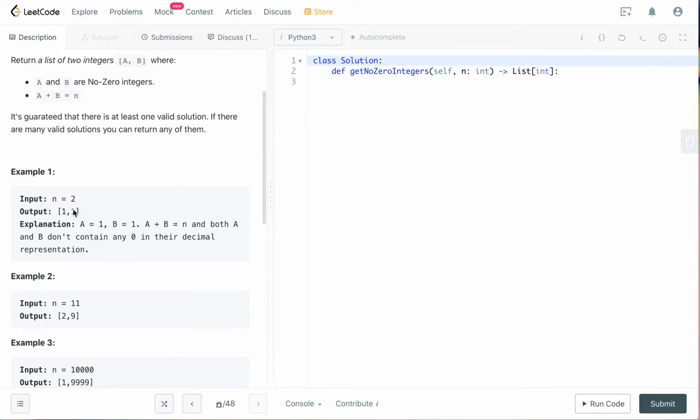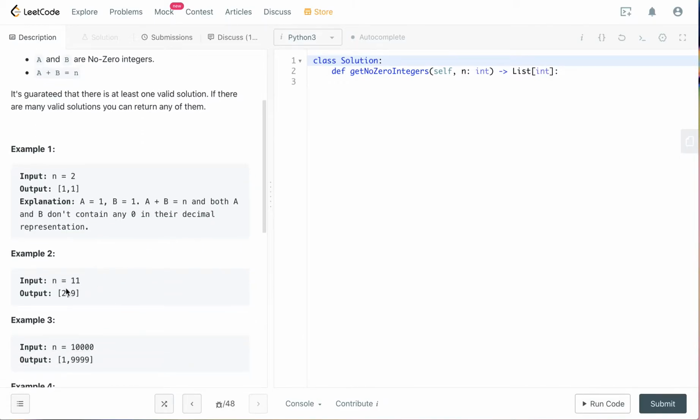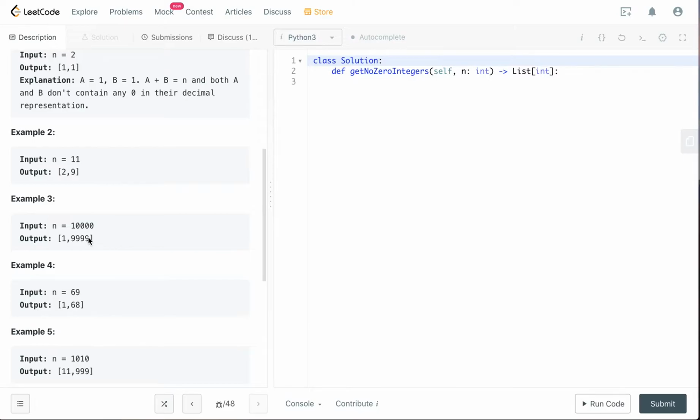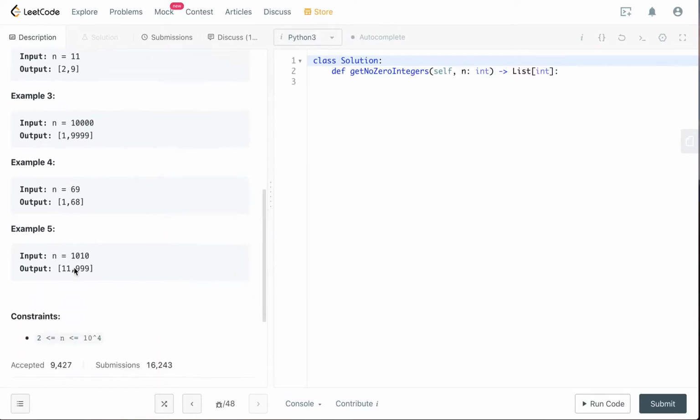So if your input is 2, the output is 1, 1, because both 1 and 1 are non-zeros. If your input is 11, you can output 2, 9. You cannot output 1, 10 because for 10 there is 0 in the number 10, right? And for 10,000, one of your outputs can be 1, 9,999, because both of these numbers do not contain any zeros, and so on and so forth.